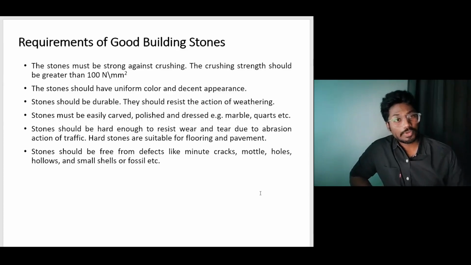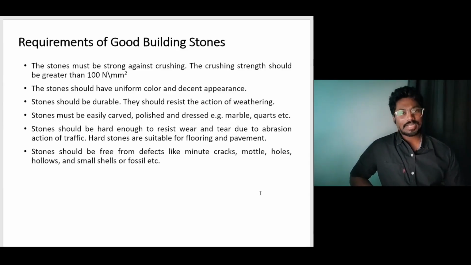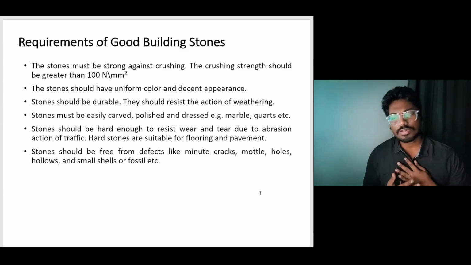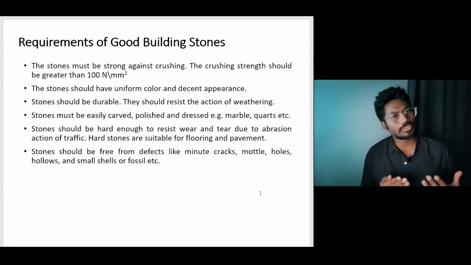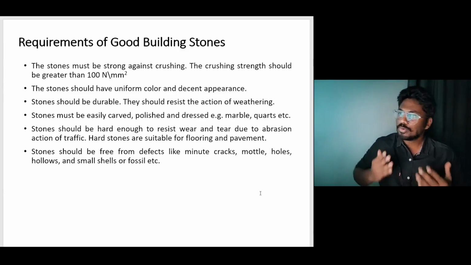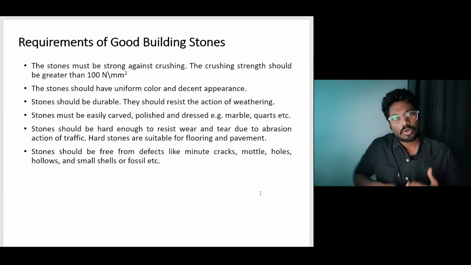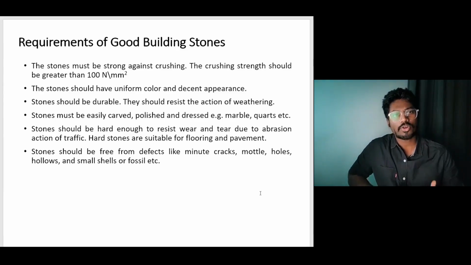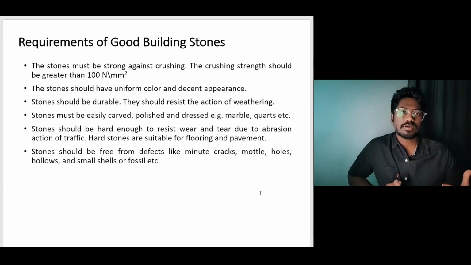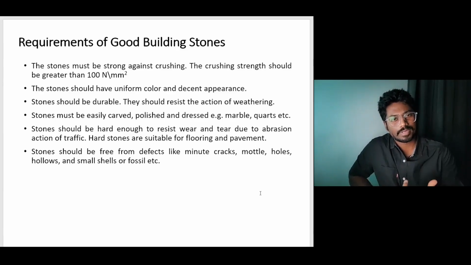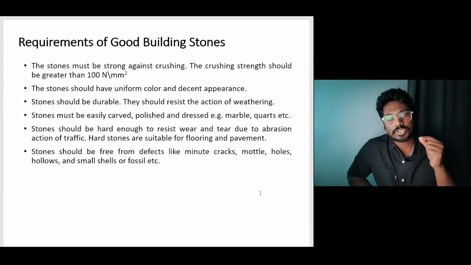Next, requirements of a good building stone. Now, it's not that you can take any sort of stone and make it into a construction material. You will have to make sure that it qualifies the minimum standards in order to make it a good construction material. For instance, the stone must be strong against crushing. The minimum crushing strength it should offer is 100 Newton per mm square. That is the minimum strength stone should offer in order to be used as a construction material.